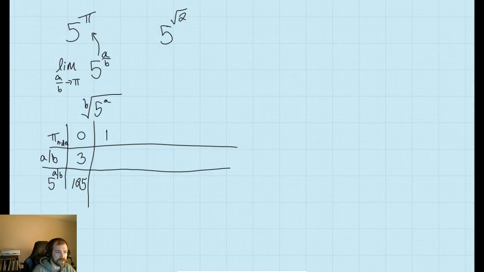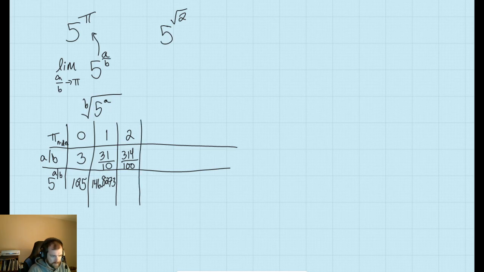Okay, if we go to 1 decimal place, this is 3.1, and this is going to be 31 over 10. All right, 5 raised to the 31 over 10 is going to be 146.8273679. There's more stuff after it, but it's fine. 3.14 would be 314 over 100. Again, we could simplify it, but whatever. It's not that big of a deal. 5 to the 314 over 100 is going to be 156.590. Again, more stuff after that.